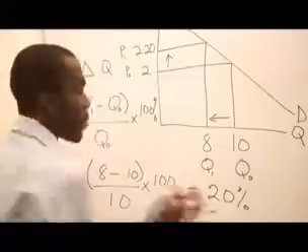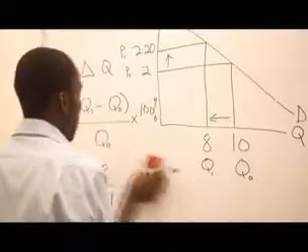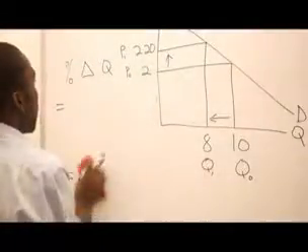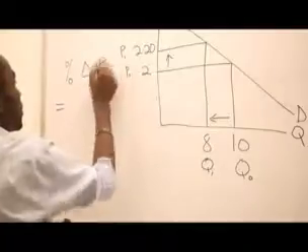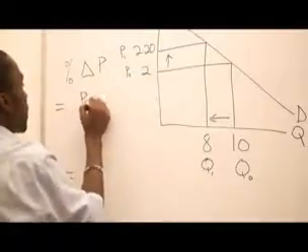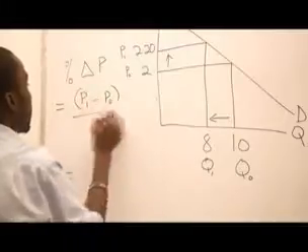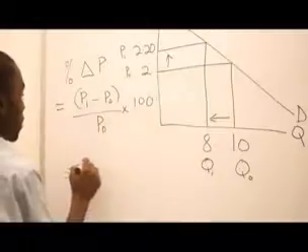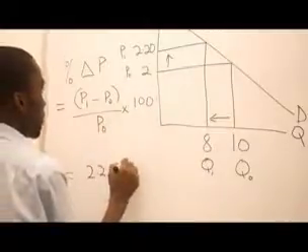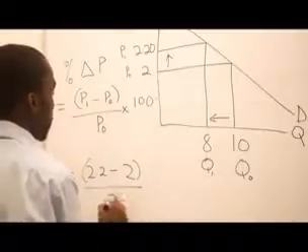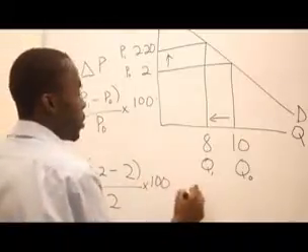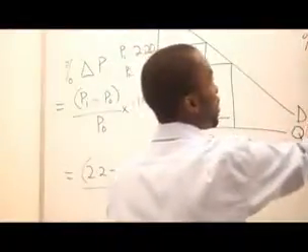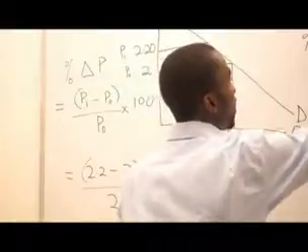Now we can also calculate our percentage change in price, which will still follow the same procedure. Percentage change in price, which will be the P1 minus P0 divided by P0 times 100, and this will give us 2.2 minus 2 divided by 2 times 100. When you do the calculation, you get 10%. So that our percentage change in price will be 10%.